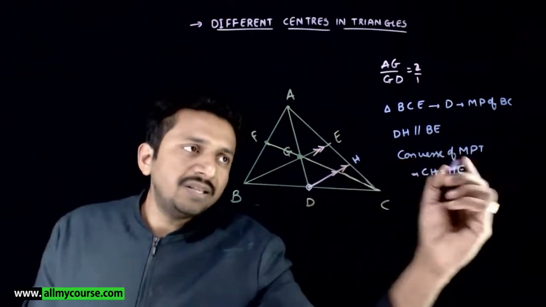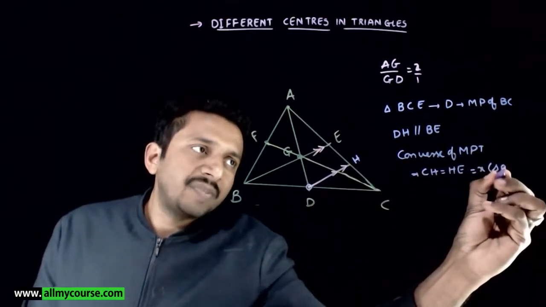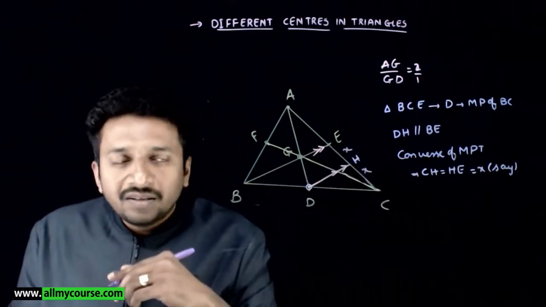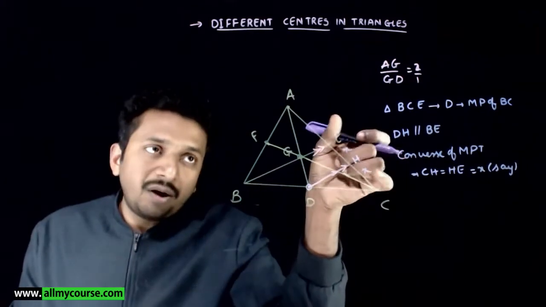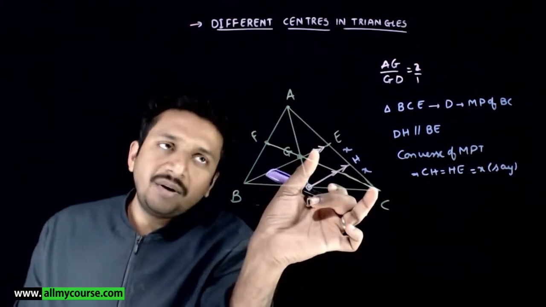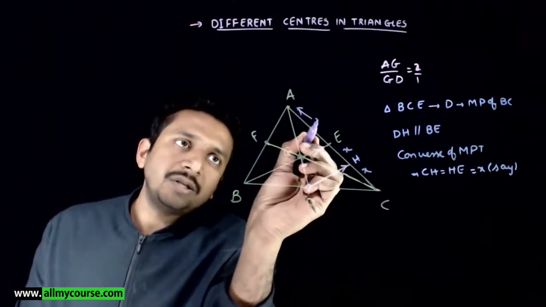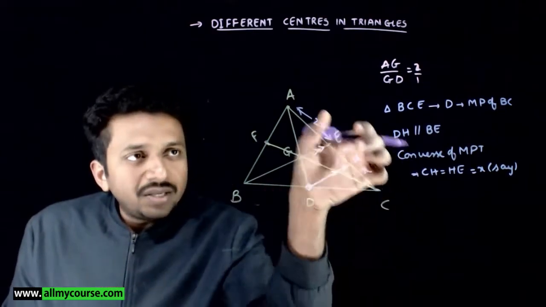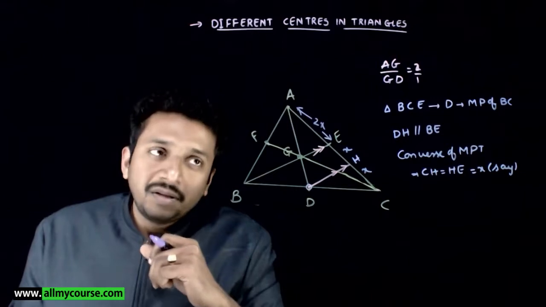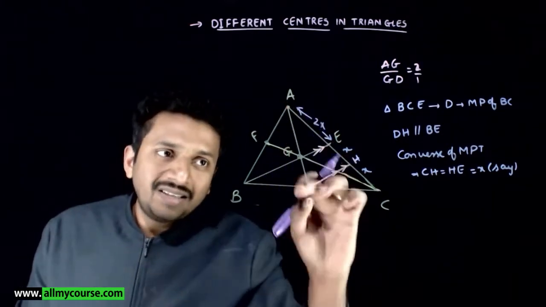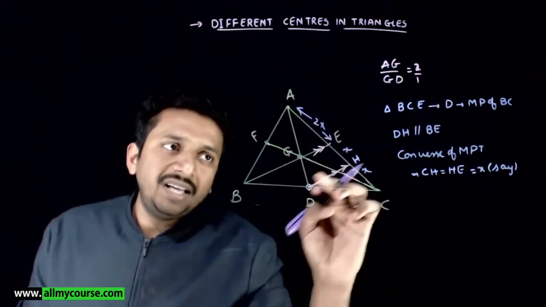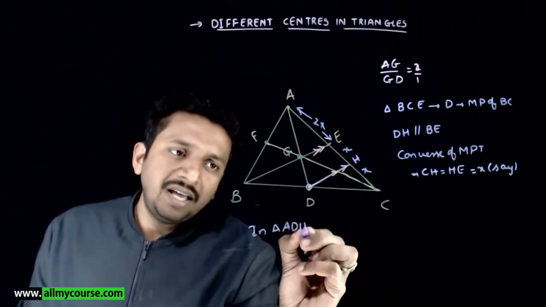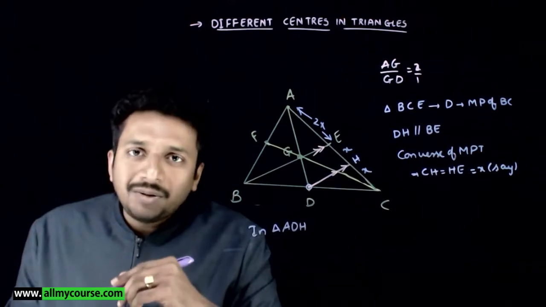So let us say that this is x and this is x. Now we know that E is the midpoint of AC and EC is equal to 2x. Hence AE is also equal to 2x. So if this is 2x, this is also equal to 2x. Now let us take this triangle ADH. So in triangle ADH, what can you see?